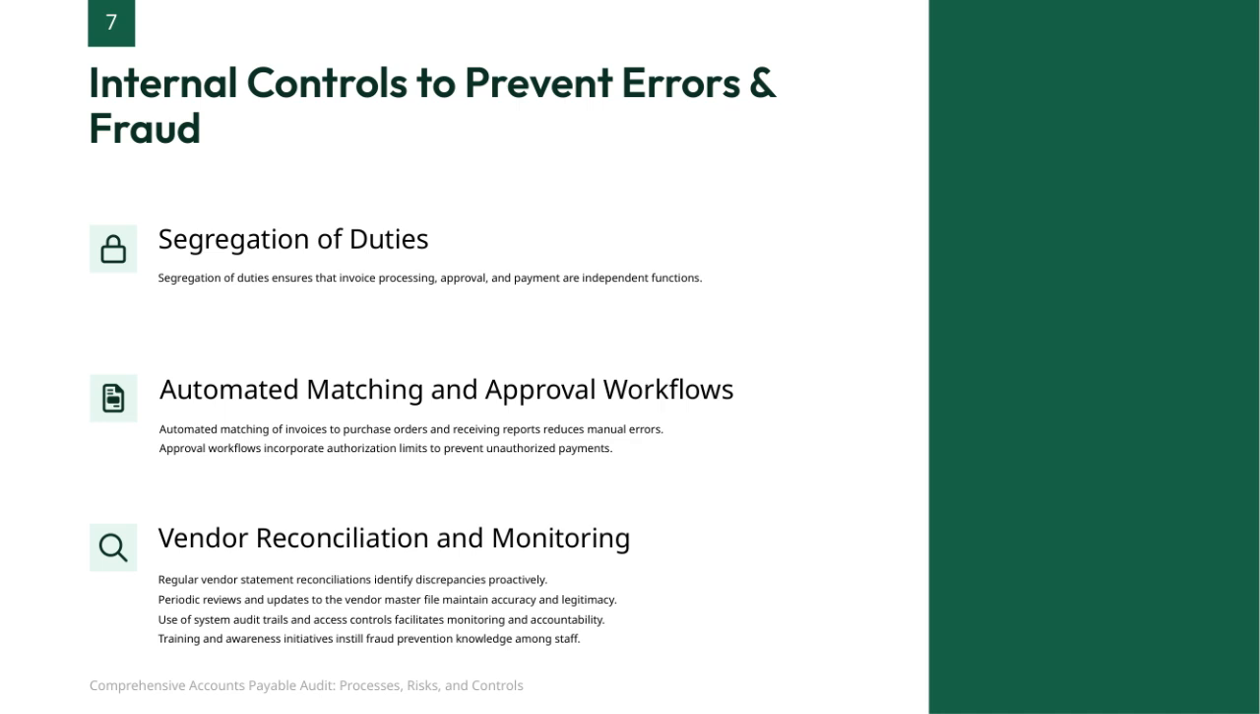Finally, vendor reconciliation and monitoring are ongoing activities that keep everything in check. Regularly reconciling vendor statements helps us catch discrepancies early, while periodic reviews of the vendor master file ensure our records stay accurate and legitimate. Additionally, system audit trails and access controls provide transparency and accountability. Training staff on fraud prevention raises awareness and strengthens our overall control environment. Together, these measures create a robust defense against errors and fraud.